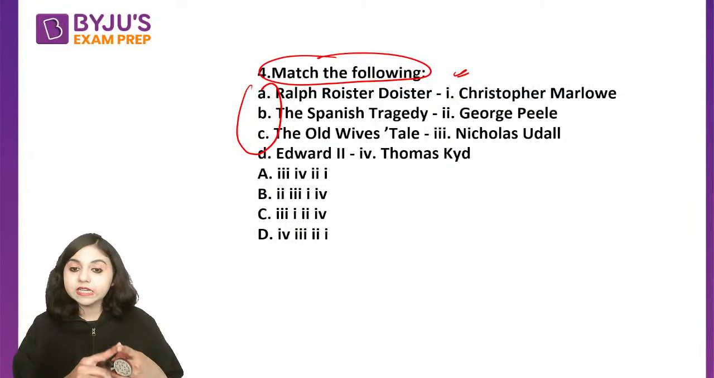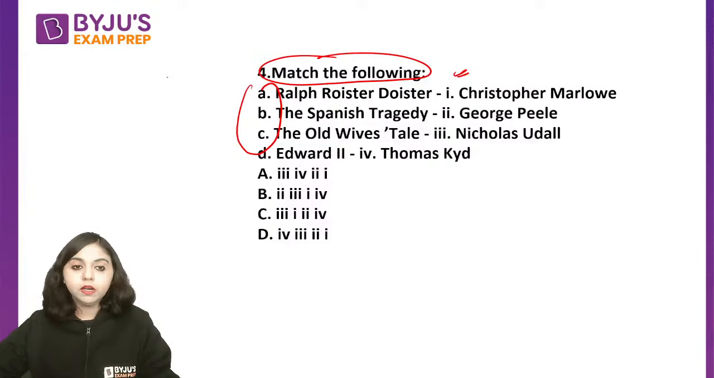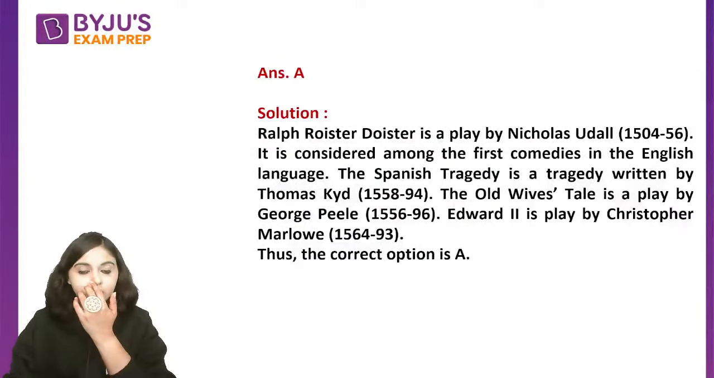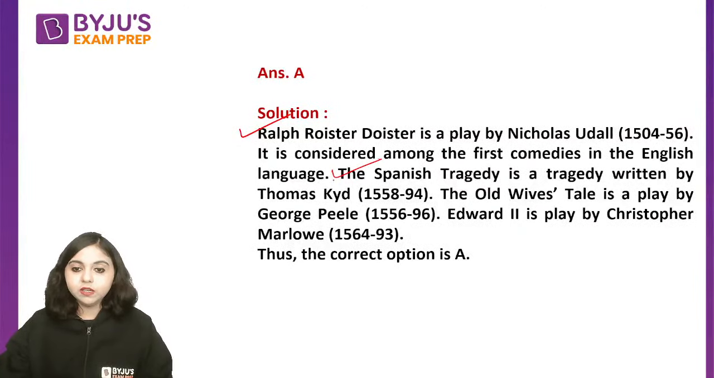Ralph Roister Doister, Nicholas Udall, very important comedy. Spanish Tragedy, Thomas Kyd. Old Wives Tale, George Peele. And Edward II is by Christopher Marlowe. So this was really simple. These are all a part of the development of drama, early drama, pre-Shakespearean drama. Those kinds of topics, you'll be able to see most of these being answered, okay? Ralph Roister Doister, Spanish Tragedy, Old Wives Tale, Edward II, all of them are important writings.